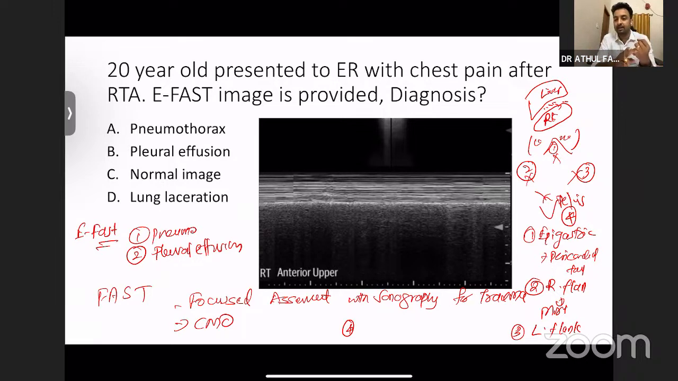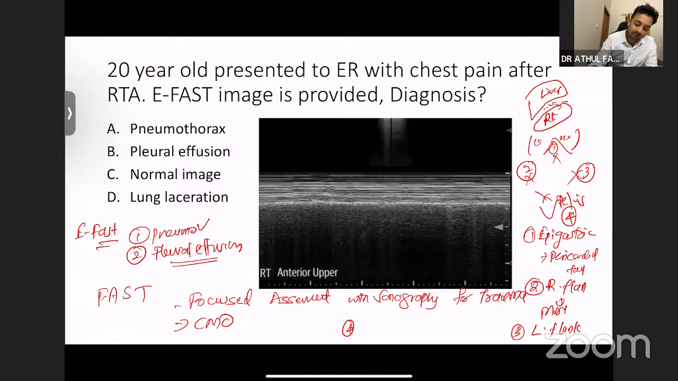FAST is done by the casualty medical officer who is in charge. He will divide the abdomen into four quadrants and examine them, looking for all these things. And in extended FAST, they will see the lung fields also, looking for pneumothorax as well as hemothorax or pleural effusion. So this is the concept of FAST and EFAST.